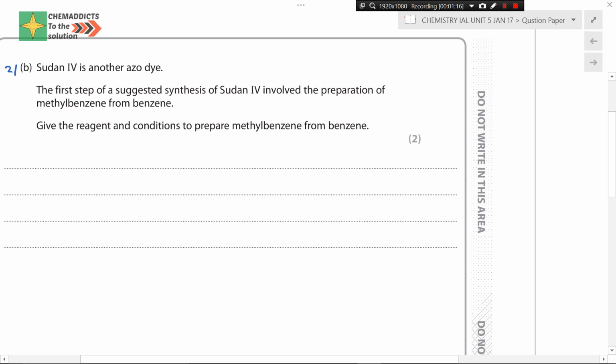Since this involves the preparation of methylbenzene from benzene, let us first know how we can prepare methylbenzene from benzene. In order to prepare methylbenzene from benzene, we need to carry out alkylation of benzene, if you have remembered. Alkylation of benzene, or Friedel Crafts alkylation.